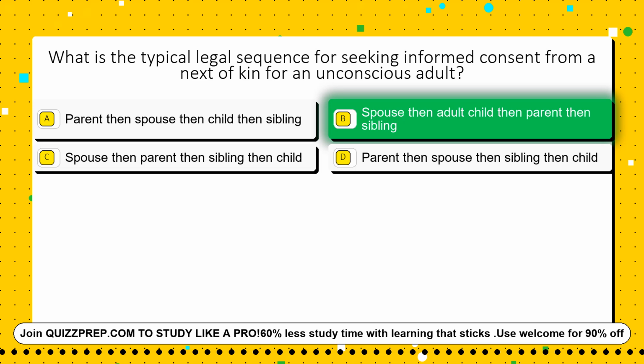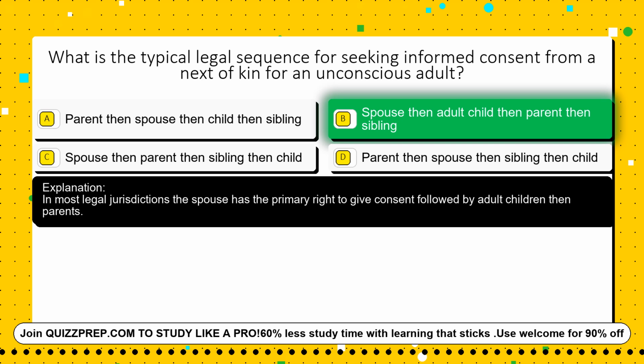The correct answer is option B, spouse then adult child then parent then sibling. In most legal jurisdictions, the spouse has the primary right to give consent, followed by adult children then parents.